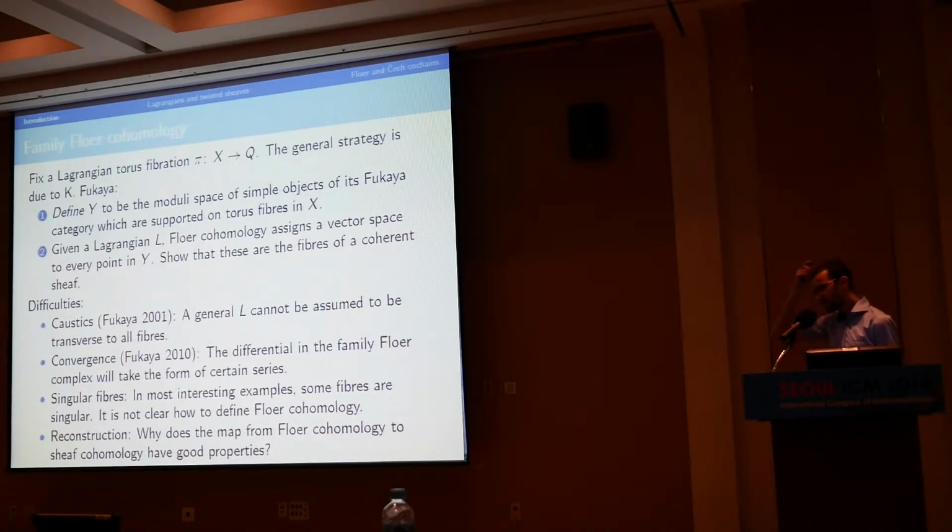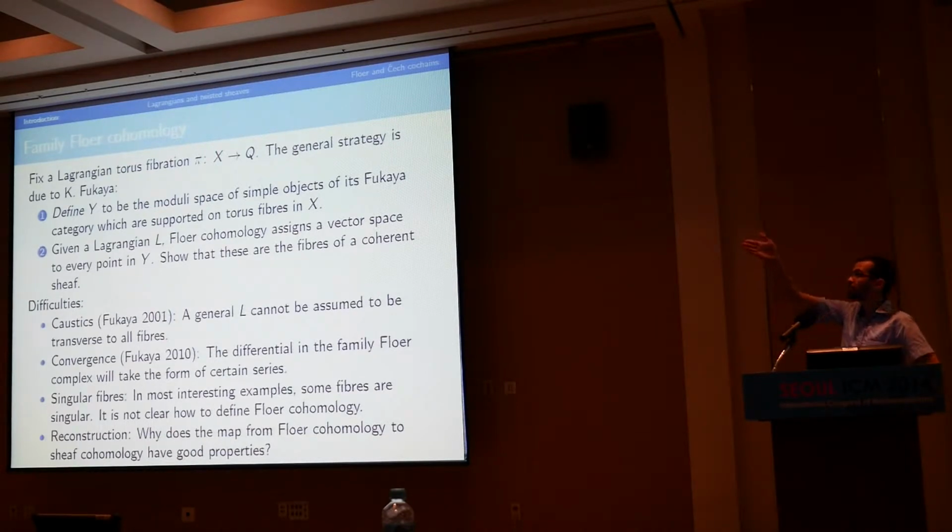So this strategy, which, as I basically said, hasn't seen that much progress because it just seemed too hard, is due to Kenji Fukaya. He introduced it about 15 years ago. The main point of the strategy is to define Y starting from X. You define it as the moduli space of simple objects which are supported on the fibers. I'll give a much more explicit description of this in a minute, but for now, that's how you should think about it.